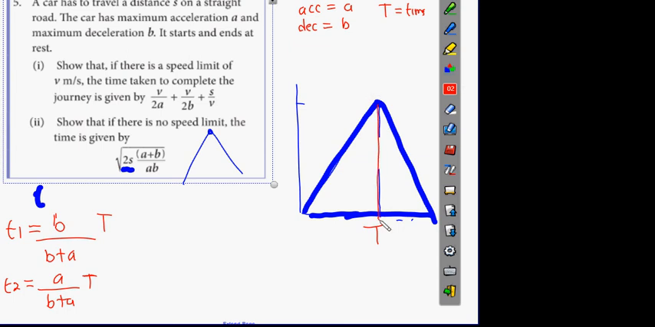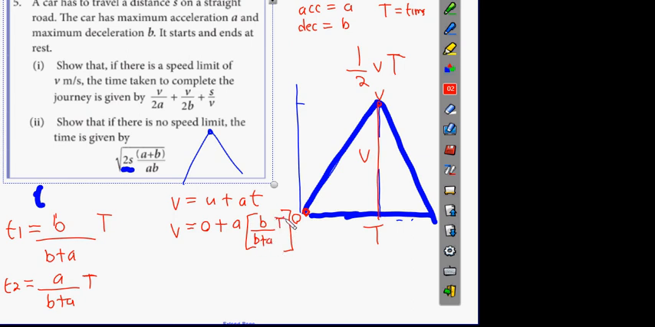Given that we have a diagram, half base by height, a half phi by t. Now, what we could do here is half base by height. If we use phi equals u plus at, starting off at 0, acceleration up to the maximum speed of v, correct? So phi equals 0 plus its acceleration, still a. And what's a going to be multiplied by? What is the time fraction t1? It's b over a plus b multiplied by capital T. Phi therefore is ab capital T all over b plus a. Let's call that a plus b just for the sake of it.